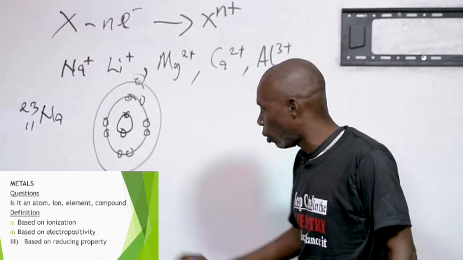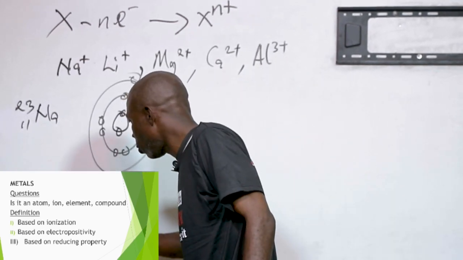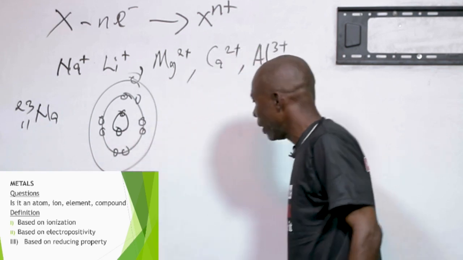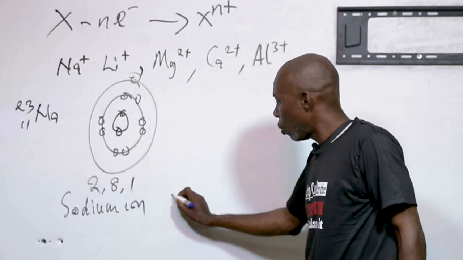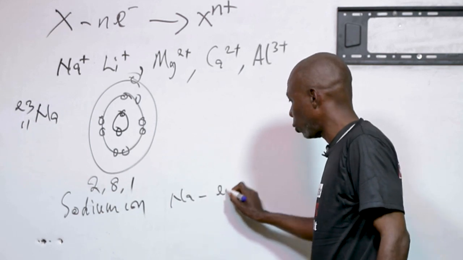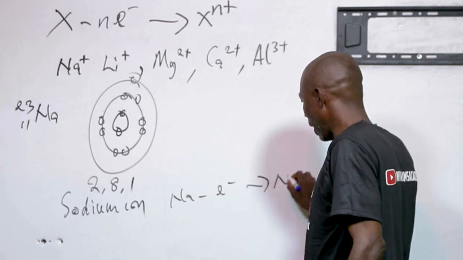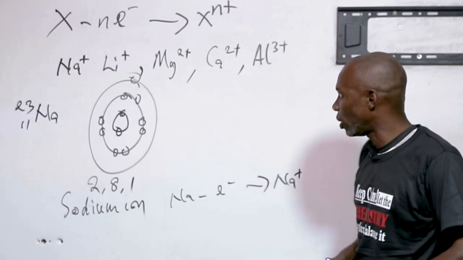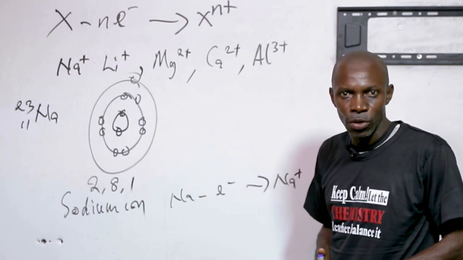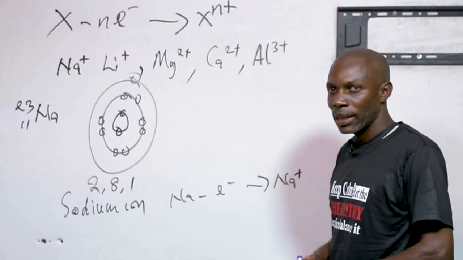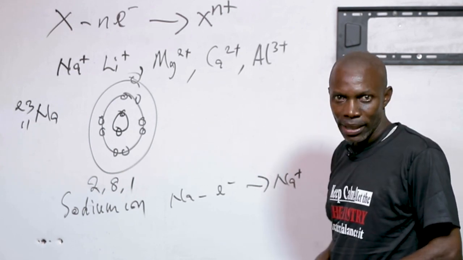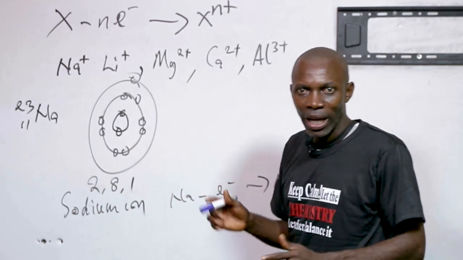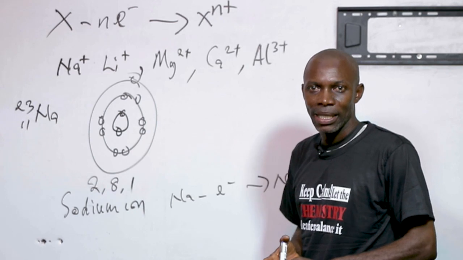That's the sodium atom. So when you have the sodium atom and it wants to react, the sodium atom will lose 1 electron to become Na+. Looking at it, the sodium atom will donate electron, which means that sodium is a reducing agent. So any substance that donates electron during reaction is a reducing agent.